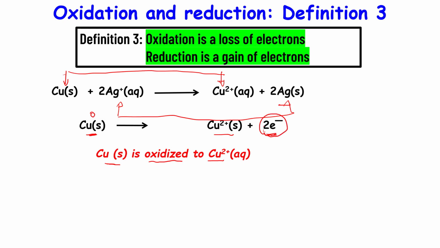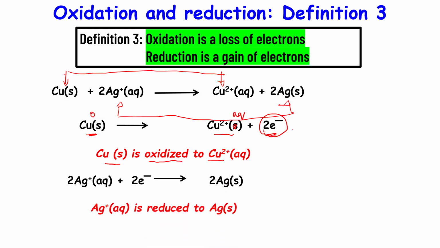So what we are learning here is that the copper metal solid has gotten oxidized into copper 2 plus aqueous. So this should not say solid, it should say aqueous, sorry. So it is converted into copper 2 plus aqueous. Okay, so this is an oxidation half of the reaction. So we call it the oxidation half reaction.